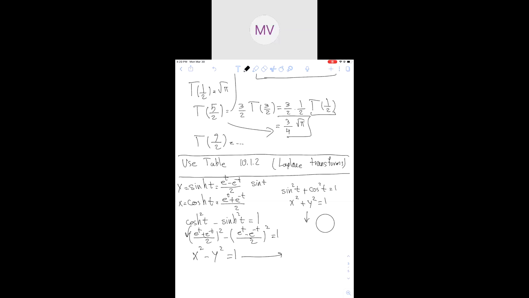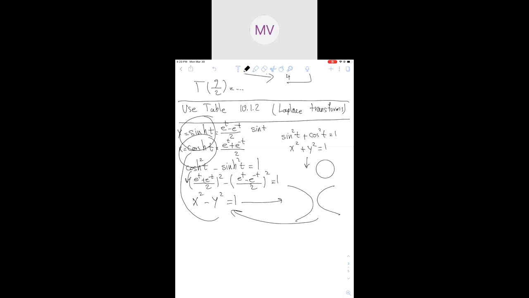Nice. It's going to generate this guy called hyperbola. That's the reason they're calling these functions hyperbolic functions. Okay, so that was a little bit of a story behind it, why it's called hyperbolic.